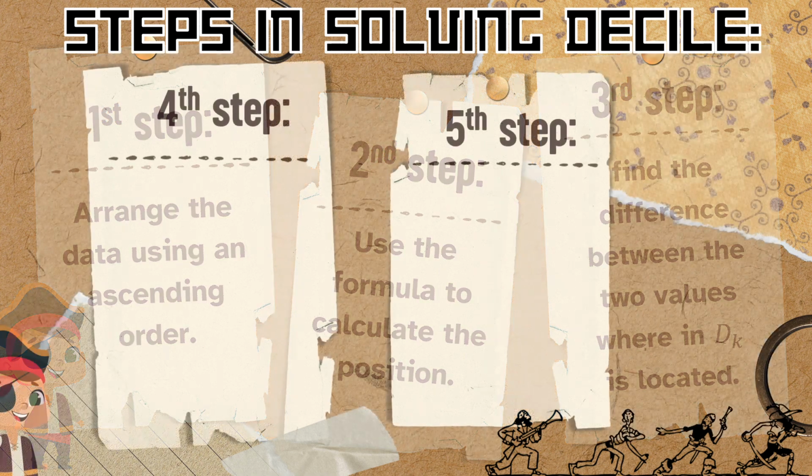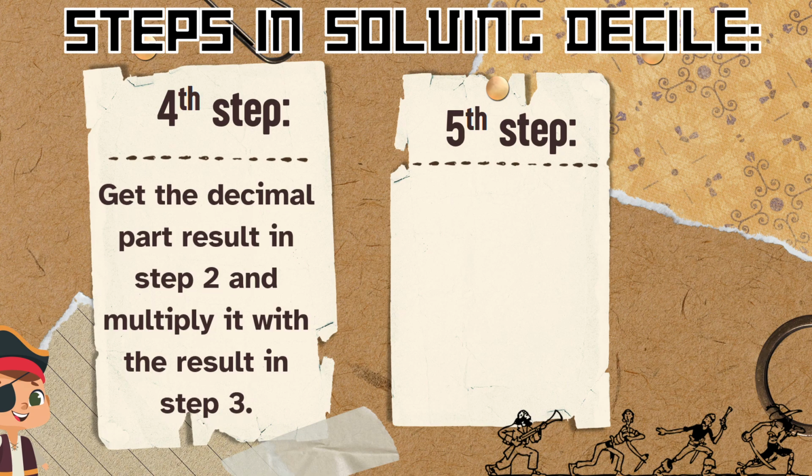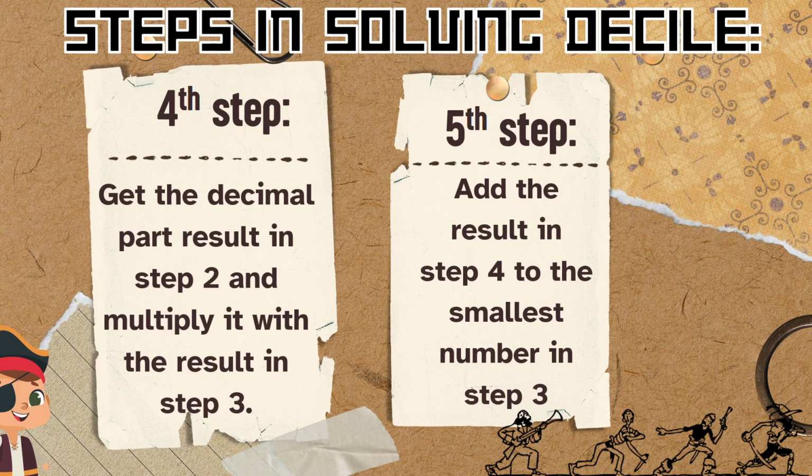Okay? Now, what's the fourth step? After getting the difference, get the decimal part of the result in step 2 and multiply it with the result in step 3. And last, add the result in step 4 to the smallest number in step 3. So for us to easily understand what are these steps, let us have an example.